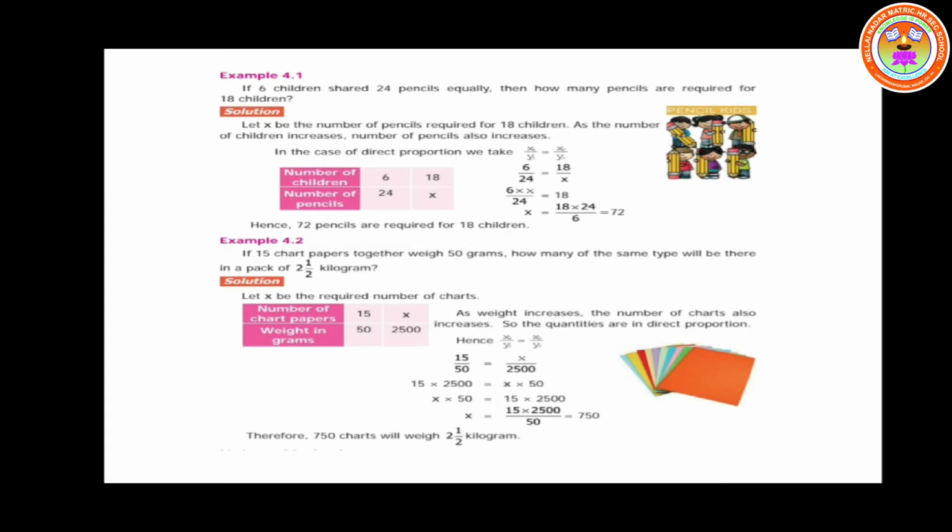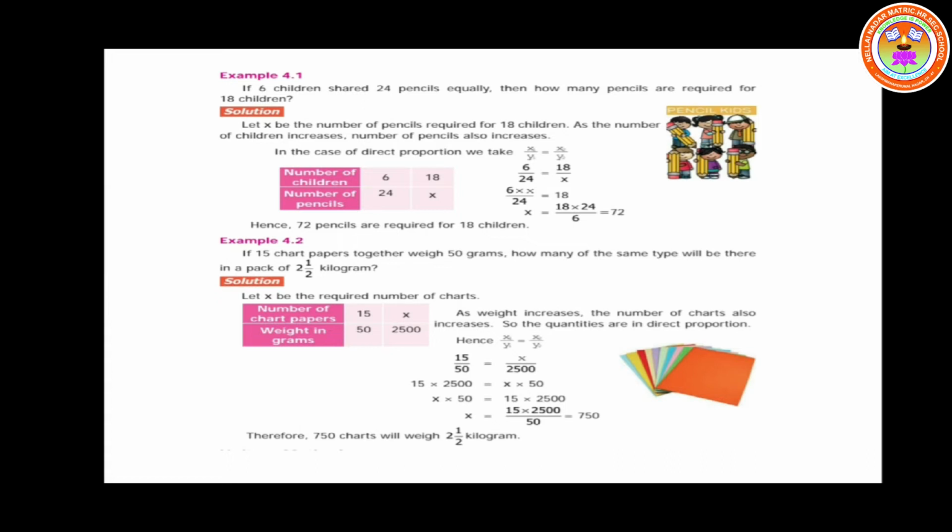Let x be the required number of chart papers. So you draw a table. Number of chart papers 15, weight in grams 50. Number of chart papers that we have to find, you mark it as x. And the weight is given in kilograms, so let us convert into grams. 1 kilogram is equal to 1000 grams, so you multiply and you will get 2500. Now, as weight increases, the number of chart papers also increases. So both are increasing.